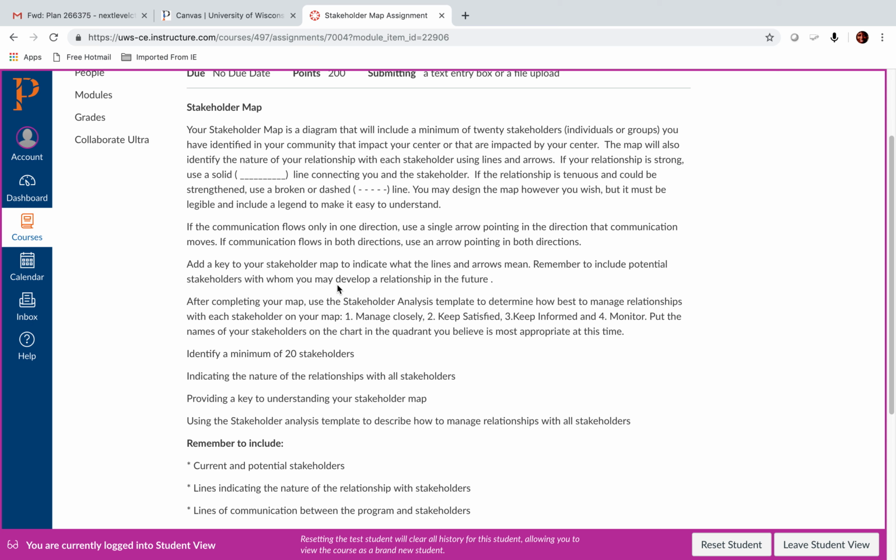If your relationship is strong, use a solid line connecting you with the stakeholder. If the relationship is tenuous and could be strengthened, use a broken or dashed line. You may design the map however you wish, but it must be legible and include a legend to make it easy to understand. If the communication flows only in one direction, use a single arrow pointing in the direction that communication moves. If communication flows in both directions, use an arrow pointing in both directions. Add a key to your stakeholder map to indicate what the lines and arrows mean.